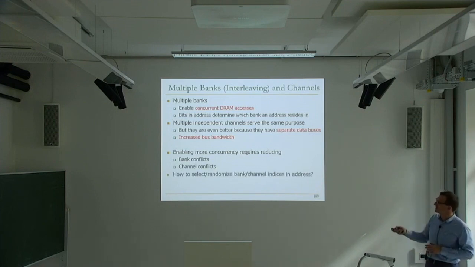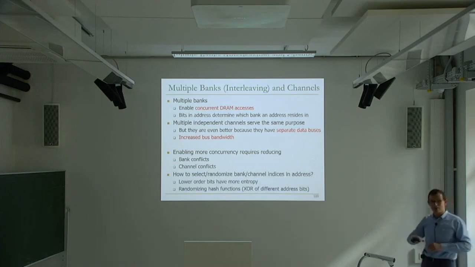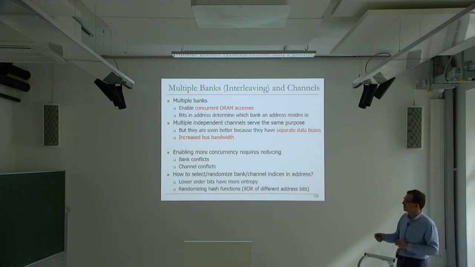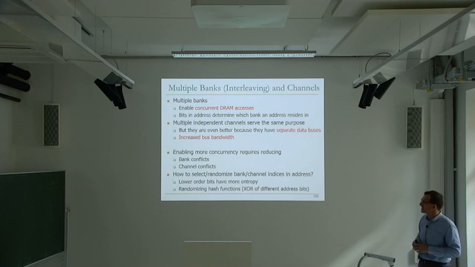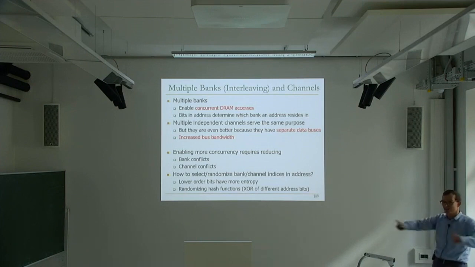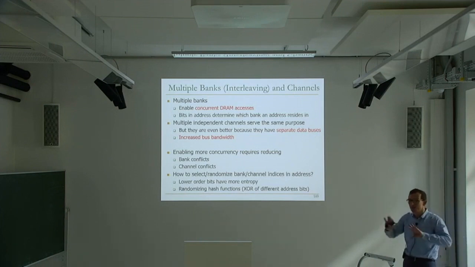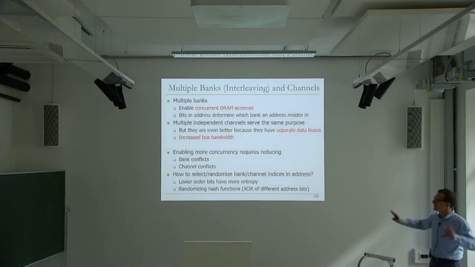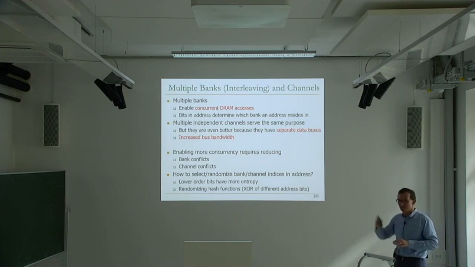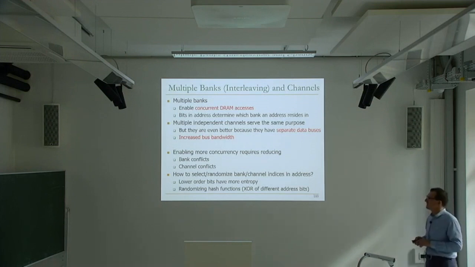So how do you select and randomize bank and channel indices in an address? Usually, the memory controller uses lower order bits to map to different banks and channels. They have more entropy. They change more frequently across accesses. Or they use a randomizing hash function. They XOR different parts of the address bits so that you have a randomized function. The hope is that different accesses will go to different banks. Of course, you can run into bad situations where you keep getting bank conflicts.